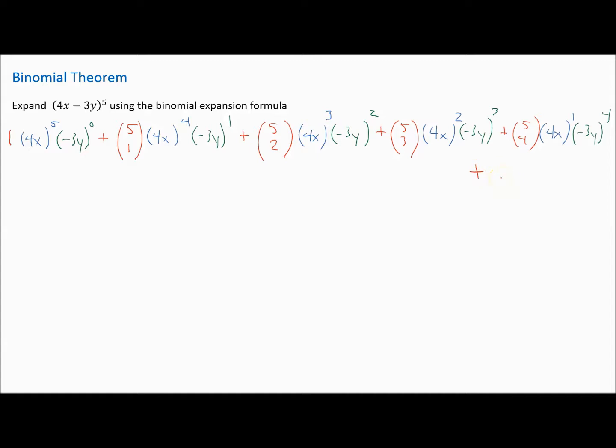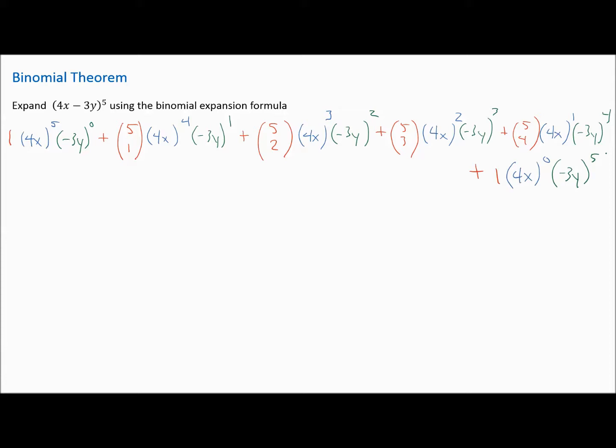Plus, remember our last coefficient is 1, or you could say 5 choose 5. Both of those are correct. Now the 4x is counting down. Remember, 5, 4, 3, 2, 1. This is 0, which really means that's 1. It's not there at all. And then my second term, my negative 3y, is counting upwards. So that's to the fifth. So again, check the pattern. It's all about the pattern.